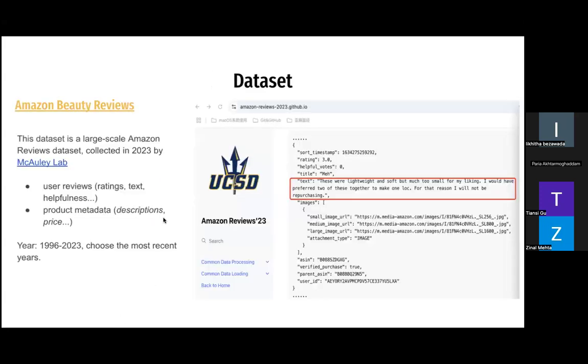For the data set, we're planning to use Amazon Beauty Reviews. It was collected in 2023 and it has not only the user reviews, but also the product metadata containing the descriptions, price, and type of the product, which means that we can not only analyze the reviews, but also group them into types and analyze by brand, which gives us richer information.